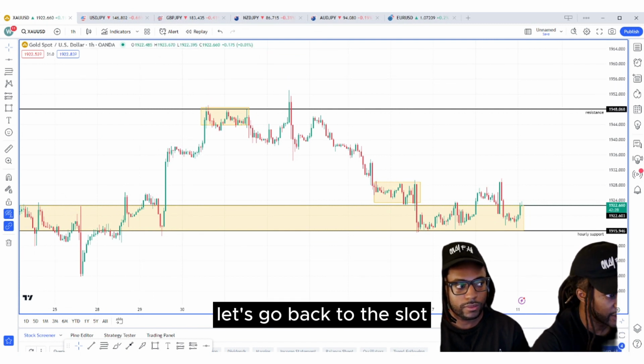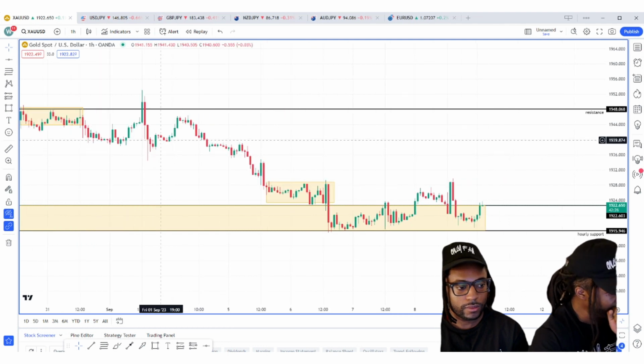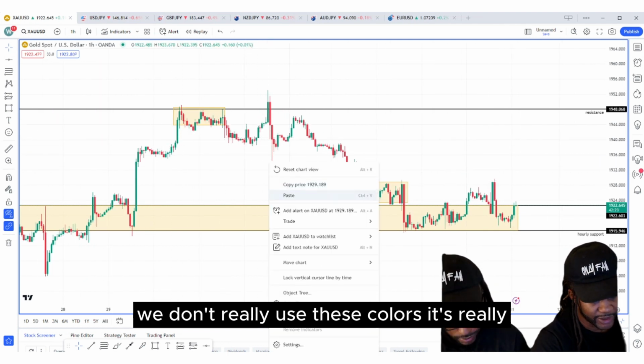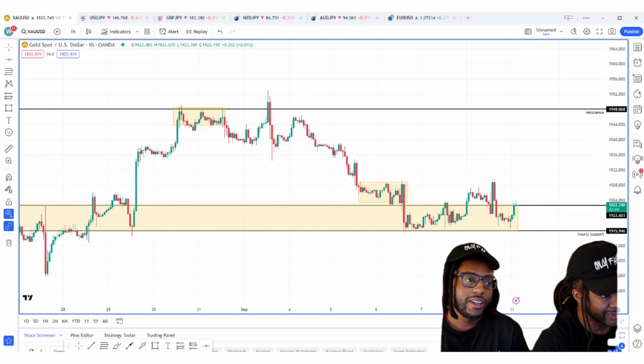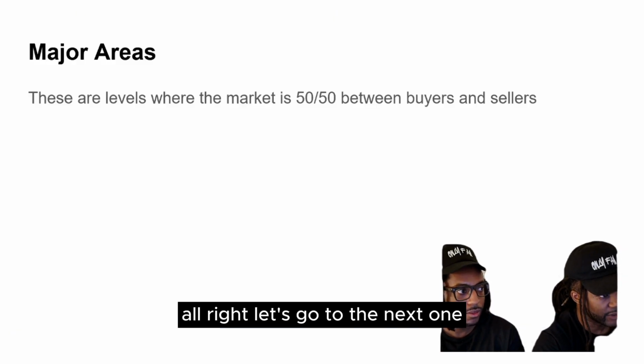Let's go back to the slide. I hate seeing our charts like this, guys. We don't really use these colors. It's not us. It's a lot of noise. All right, let's go to the next one.